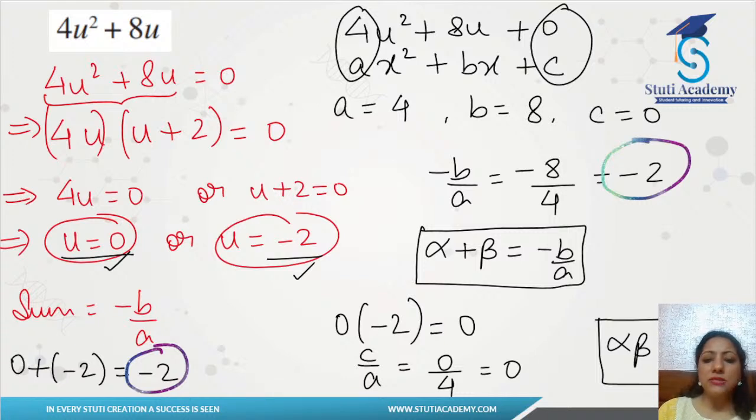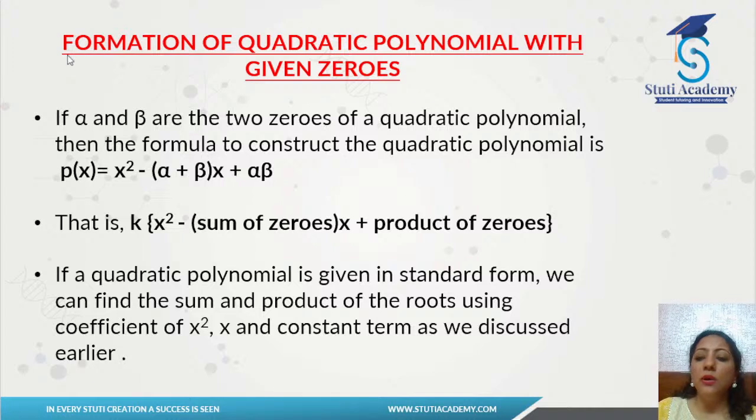Now, I told you yesterday that in today's class we're going to learn how to form an equation when the zeros are given to us, or when we know the sum of the zeros and the product of the zeros. So today we are going to learn formation of a quadratic polynomial with given zeros. If we have alpha and beta, the two zeros of the quadratic polynomial, then the formula to construct the quadratic polynomial is given by x square minus alpha plus beta into x plus alpha beta.